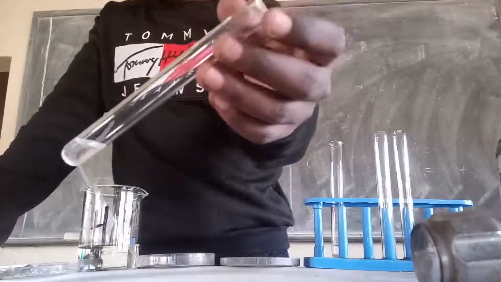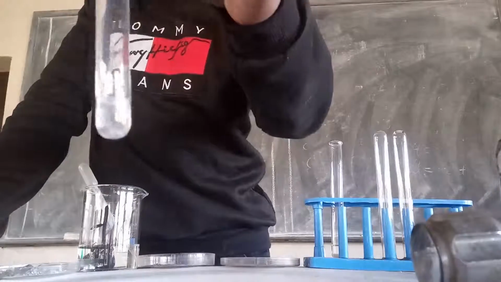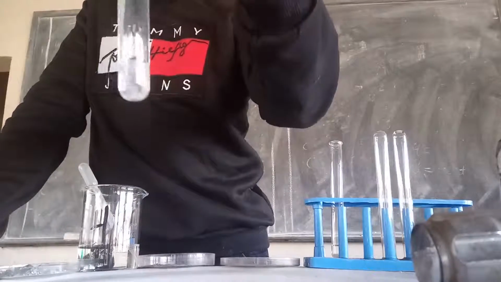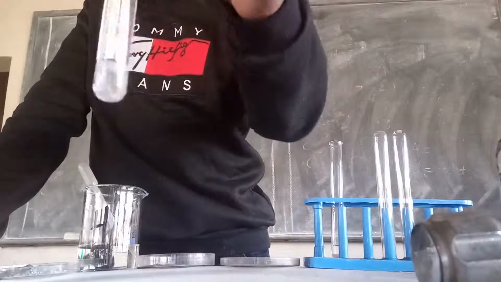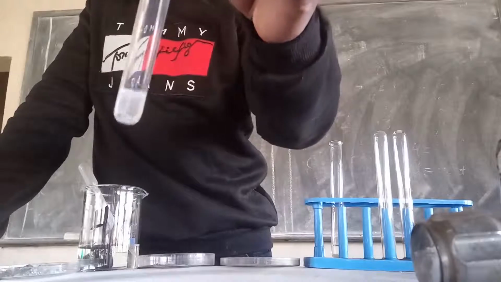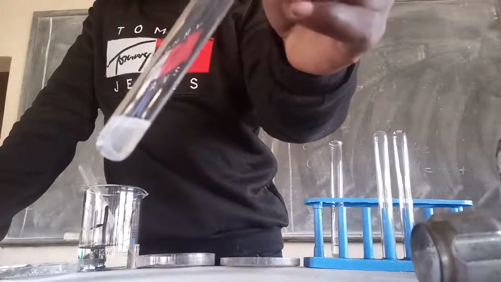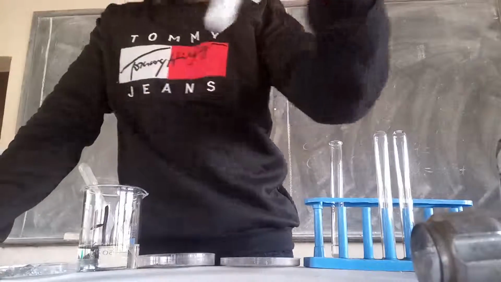So if you mix zinc with hydrochloric acid, the reaction is also possible, and the products that are being produced are hydrogen gas plus zinc chloride. As you can see, the reaction is taking place in the test tube.